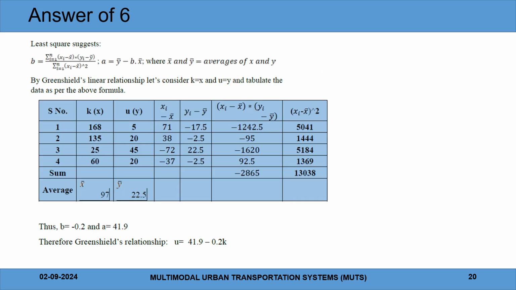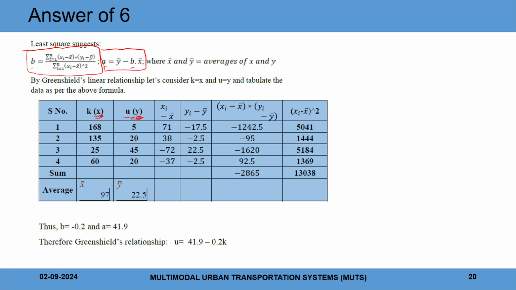Now for finding A, the formula is this one, and for B this one. The formula for finding A is dependent on B, so first you need to find parameter B. Now the parameter B formula has xi minus x bar, and you know that k is given, u is given. So speed is considered as y and k is considered as x. Generally the speed is considered as y and it is a function of x.